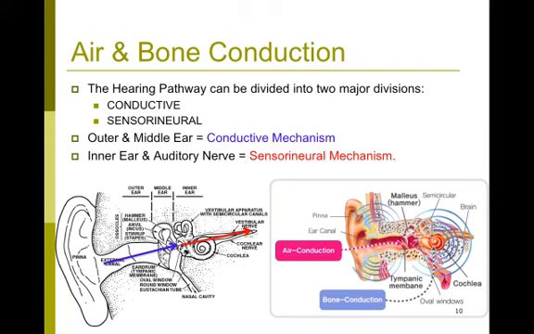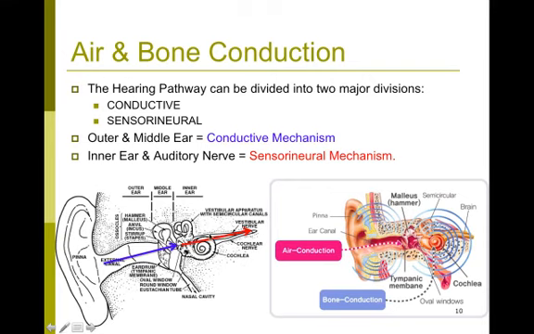The whole hearing pathway of the peripheral auditory system can be divided into two major divisions. We have the conductive system and the sensorineural system. In the conductive system, we have the outer and the middle ear. So as you can see over here, the outer and the middle ear. While the sensorineural system would be the sensory part, the inner ear, and the neural part, the auditory nerve.